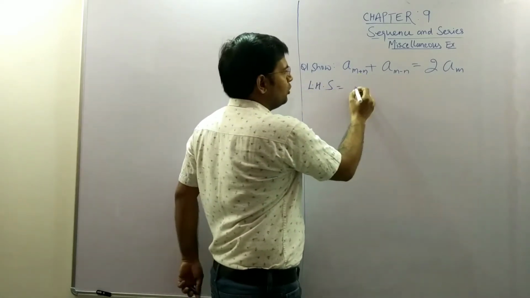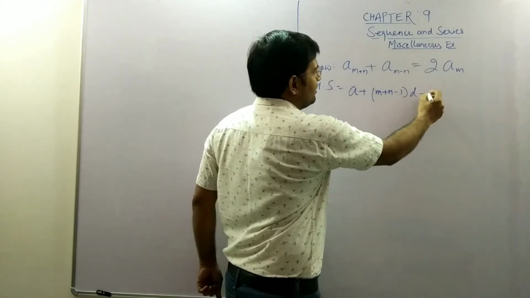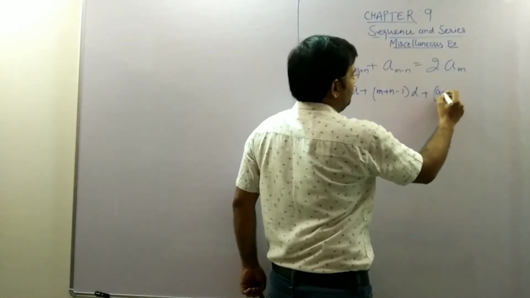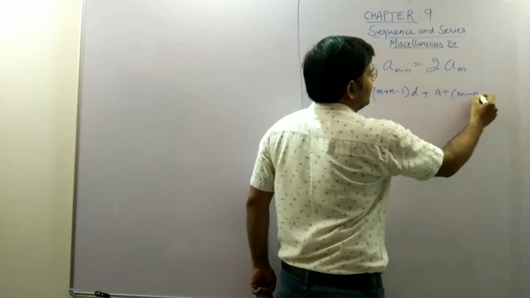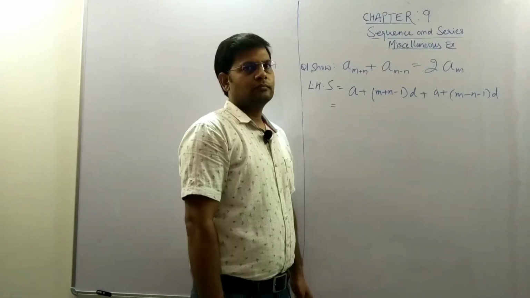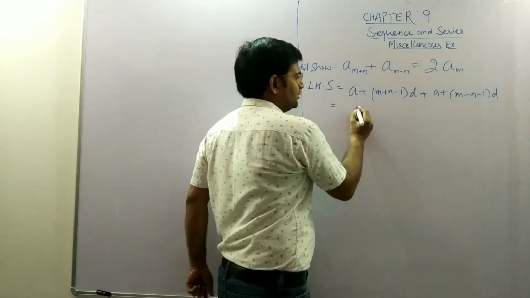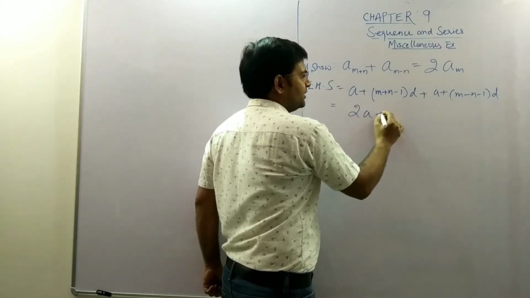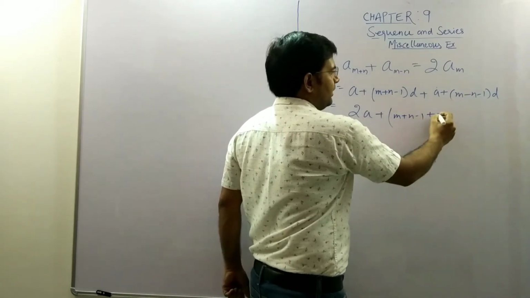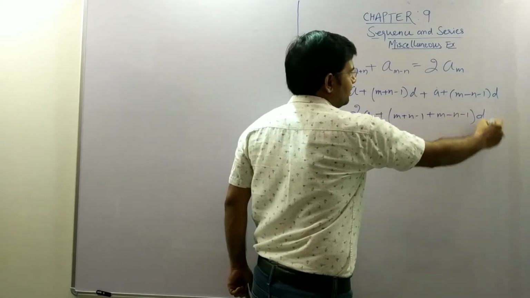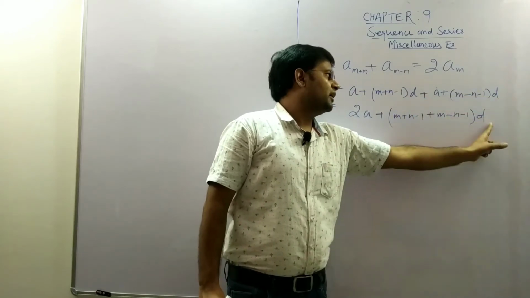So LHS is, you apply the formula, this is a plus (m plus n minus 1)d, and the mth term will be a plus, you can remove this bracket, (m minus n minus 1)d. So now we take all terms together, a, this is 2a, and you can take this (m plus n minus 1) and this (m minus n minus 1)d. So I have taken d terms together, so d is common, so d I have taken here common.